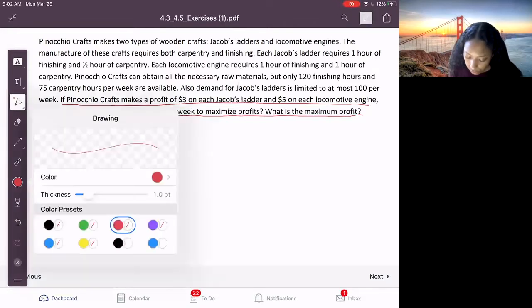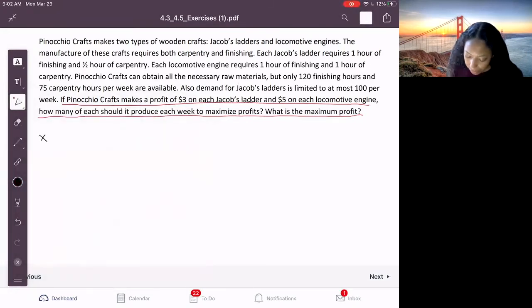So for our solution, we're going to start off by saying, let X represent the number of Jacob's ladders. I'll just call it JL. And let Y represent the number of locomotive engines, LE. Okay. So we need to assign variables to our 2 unknowns, and then we need to write out our objective function.